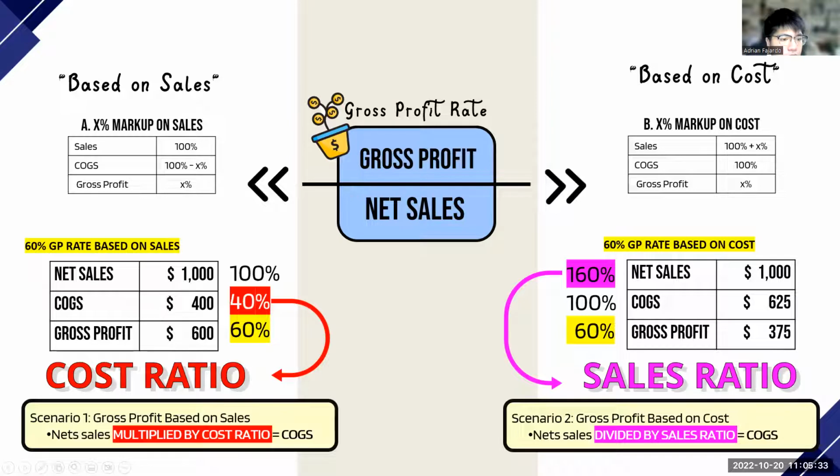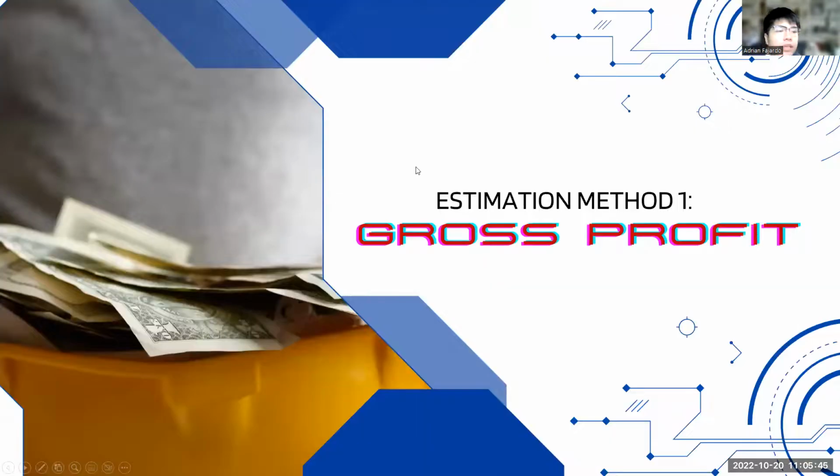Are there any questions when it comes to gross profit method? Kindly thumbs up if we can proceed to retail inventory. Okay. So we're done with gross profit. Now what's the second one?